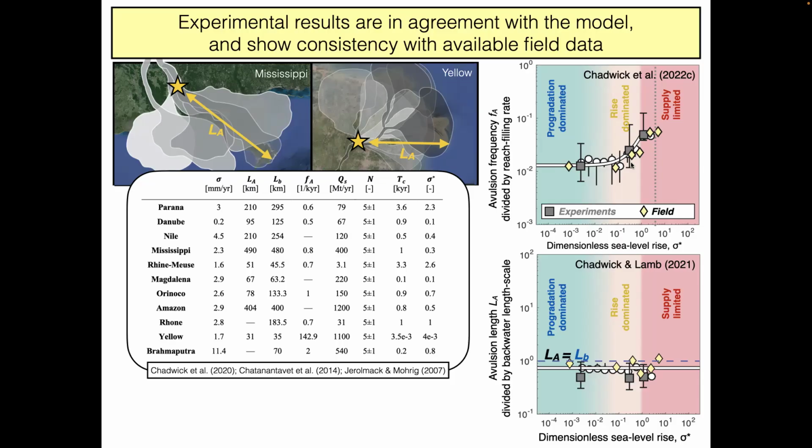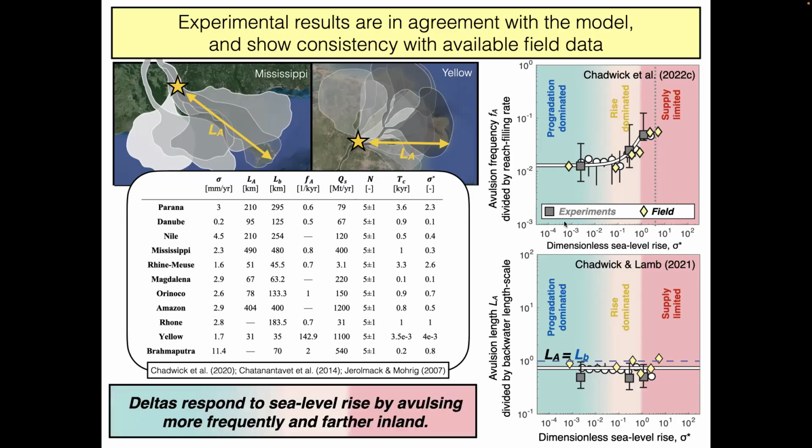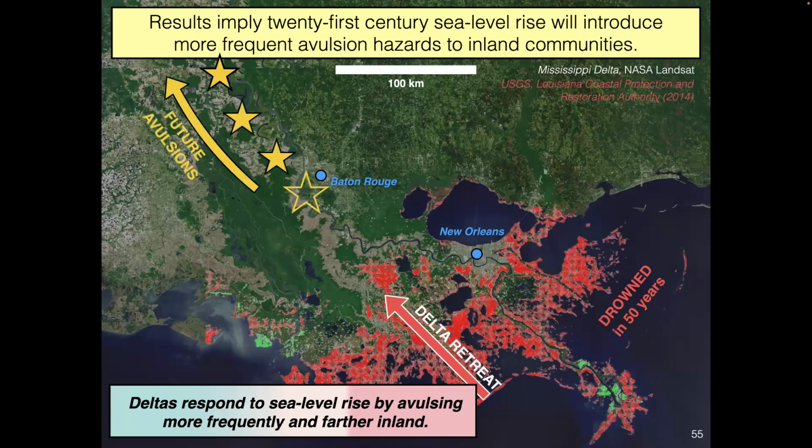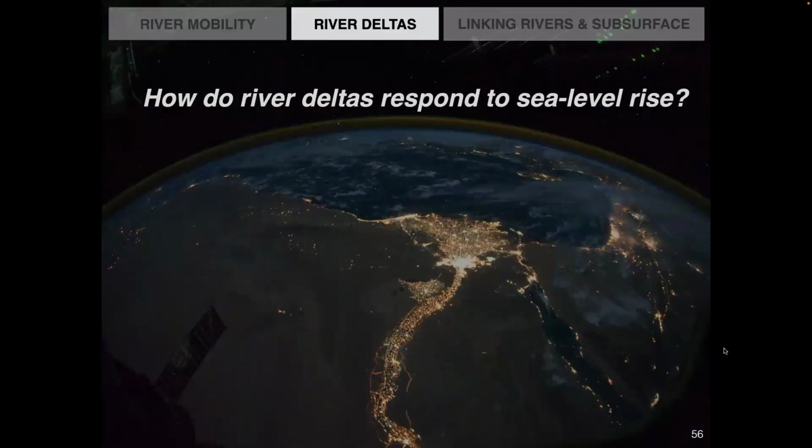And if I was going to sum it up in one sentence, I would say that what we see is that deltas respond to sea level rise by avulsing more frequently and farther inland. And so this is important for thinking about the 21st century and how, as we have this accelerating sea level rise and land loss, there's this potential for not just the delta to retreat, but also the avulsion site to retreat. And this could potentially introduce new avulsion hazards to inland communities. So that wraps it up for this section.